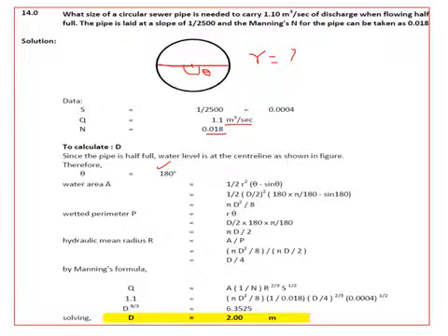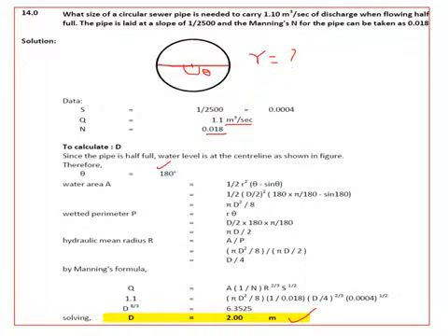So now you know discharge is A into V, so discharge is 1.1, area is known as pi D square by 8, 1 by n, R to the power of 2 by 3, S to the power of half. Hence, solving, D is 2 meters. So therefore the diameter of the circular sewer pipe has to be 2 meters.